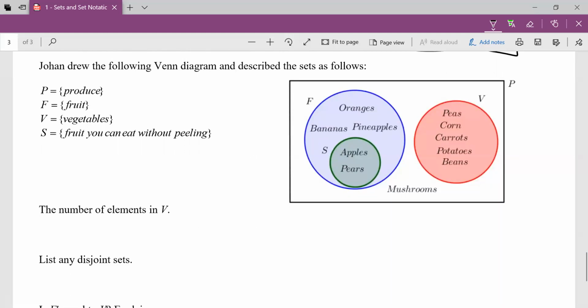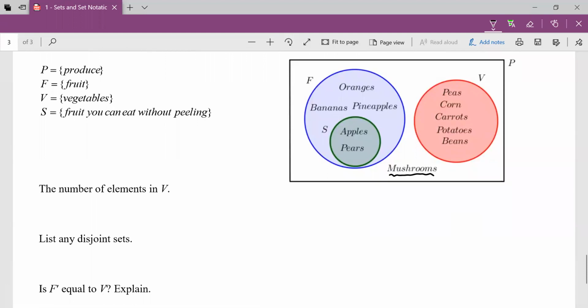Okay, last question, friends. I give you the diagram here, and Johan is describing his favorite foods, I guess, and he's given us the following sets. He's got P for produce, F for fruit, V for veggies, S for fruit you can eat without peeling, and just on the outside here we've got mushrooms. He just doesn't like mushrooms at all, so he just put them out there. Let's answer some questions. The number of elements in V? I just count peas, corn, carrots, potatoes, beans. So the answer to this is simply 5.